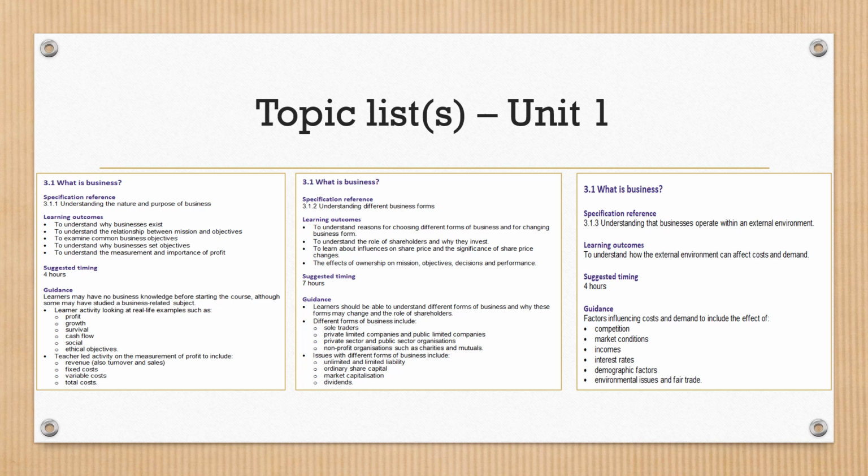And so let's just take the first one for a second there. 3.1.1, understanding the nature and purpose of business. So the learning outcomes for 3.1.1 are that you understand why business exists, you understand the relationship between mission and objectives, to examine common business objectives, to understand why businesses set objectives, and to understand the measurement and importance of profit. And you can repeat that and have a look at section 2, the learning outcomes for that, and for section 3. Those are the bits that I would be taking away and saying that's what you really do need to be understanding. That's what the exam board are saying that you're potentially going to be tested on.